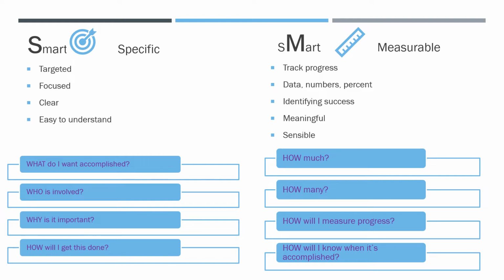SMART goals has an S, which means specific or targeted, focused, clear outcome. And you evaluate, what do I want to do by the time this period is over? And who's going to be involved? Is it going to be me? Am I going to need some support?